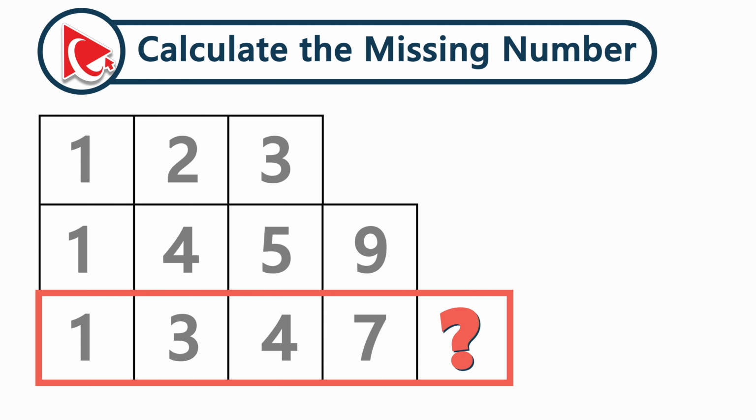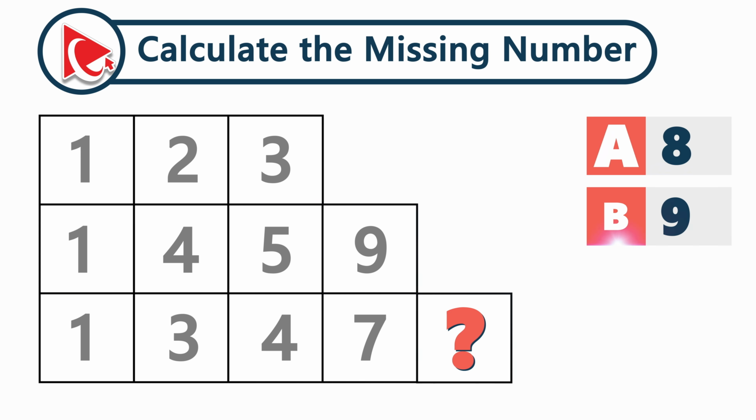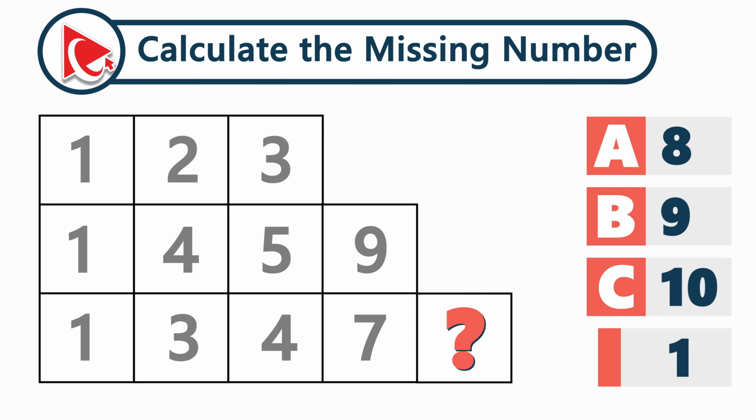And then comes the missing number, which you need to calculate and select your answer out of 4 possible choices. Choice A, 8. Choice B, 9. Choice C, 10. And choice D, 11.